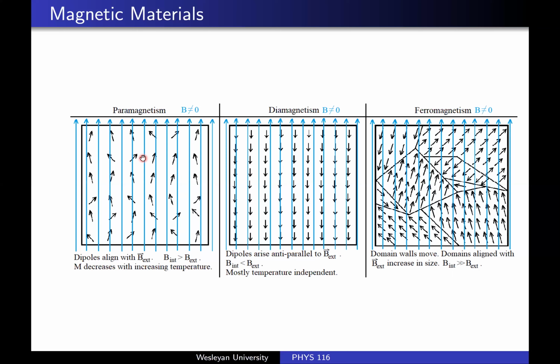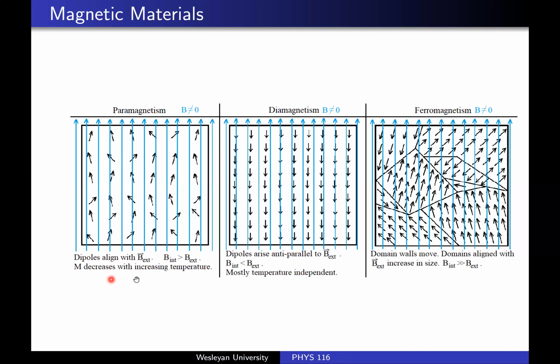Once they align with the external field, this ends up strengthening the magnetic field inside. And so the internal B field is in fact stronger than the external B field, because you not only have the external B field, you also have the effect of all these dipoles lining up and contributing their own B field in the same direction. M here refers to magnetization, which is the dipole moment per unit volume.